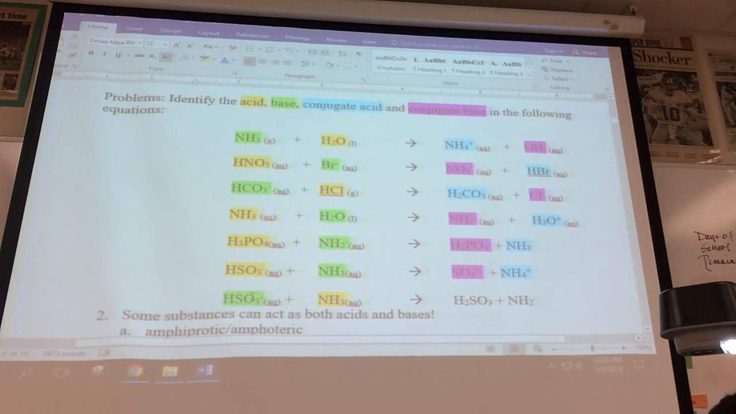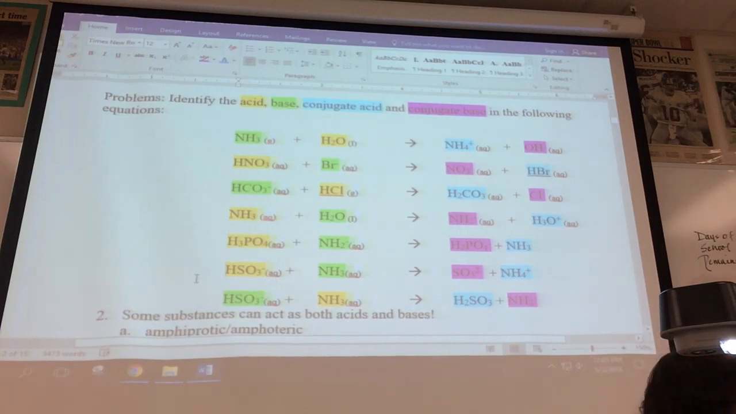And then if this is the base, when it has accepted the proton, you've got the conjugate acid. The acid forms the conjugate base. I tried to make it easier with the colors. I hope so.